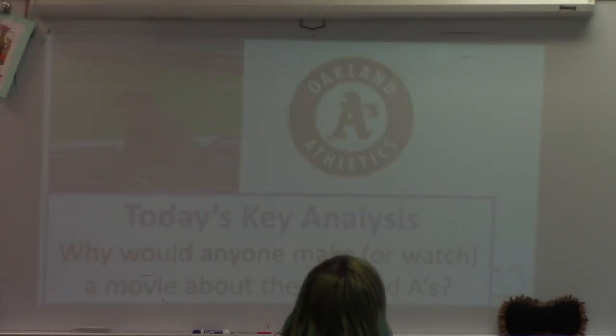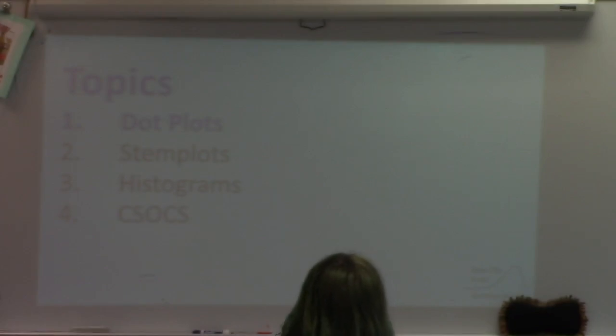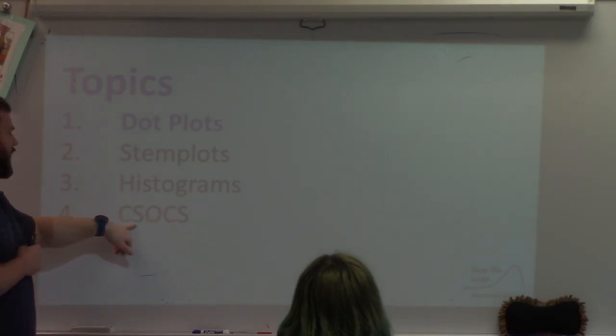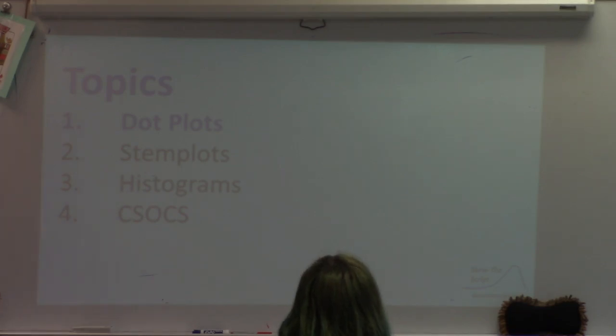Anyways, why would anyone then make this movie about the Oakland A's? So here's what happened. We're going to use the data from this to talk about these different graphs. By the way, this is the acronym he uses, CSOX: context, shape, I don't remember, outliers maybe. Cussing in context is way more fun.